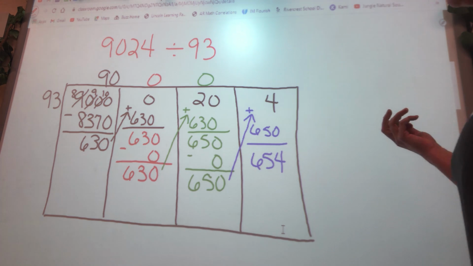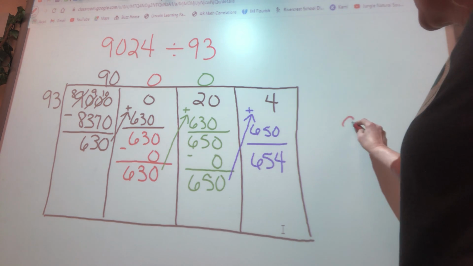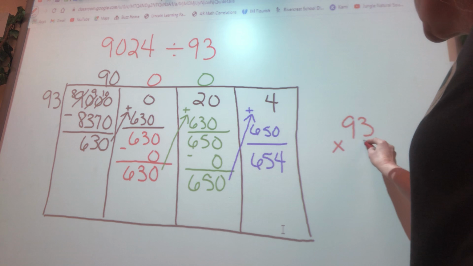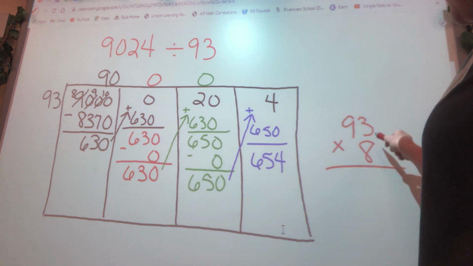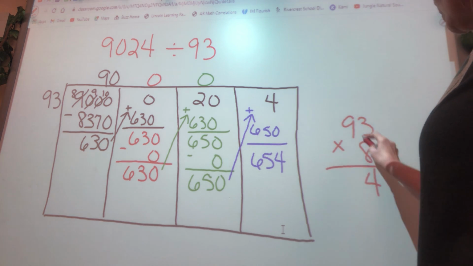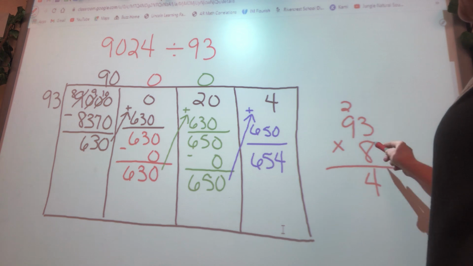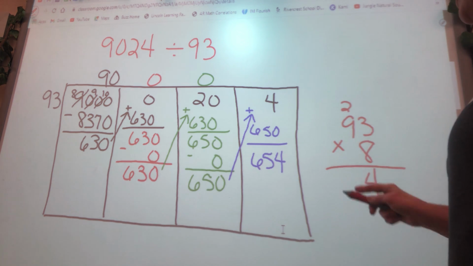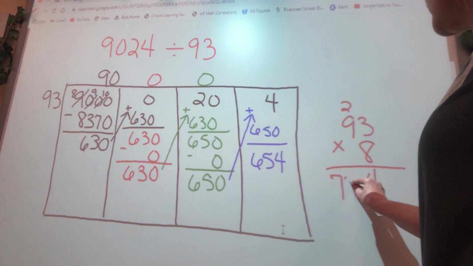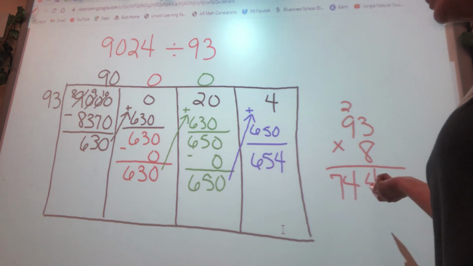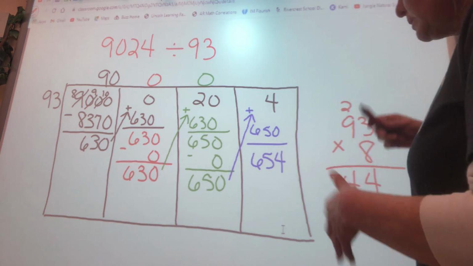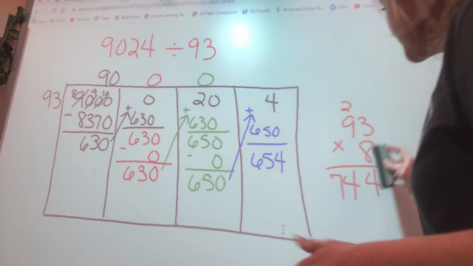So I'm going to go down just a little bit more. I'm going to say 93 times 8 and see where that gets me. 8 times 3 is 24. Carry the 2. 8 times 9 is 72, plus the 2 is 74. Well, that's a little too big, isn't it? So that tells me whittle away at it a little more. Try a 7.